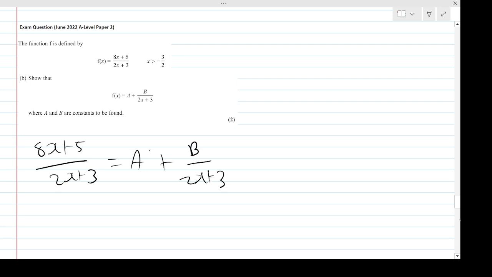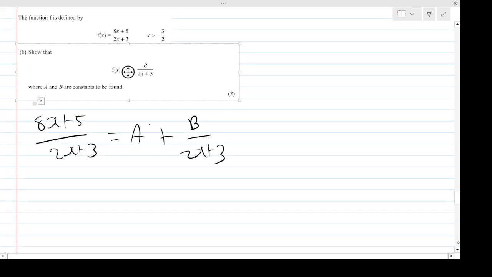Now, I can't simplify this fraction in the obvious way by trying to think of factors to cancel out, because it doesn't factorize. So what else can I do? Well, I can divide it, right? If I can't do anything else, I can just literally divide the fraction. I can do polynomial division, because this is saying 8x plus 5 divided by 2x plus 3.